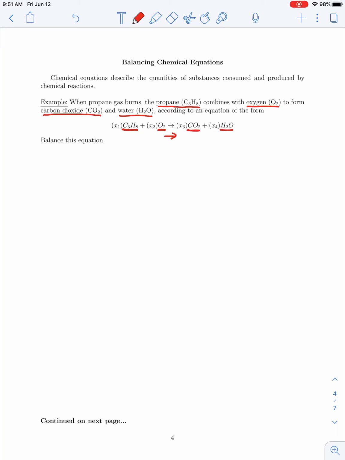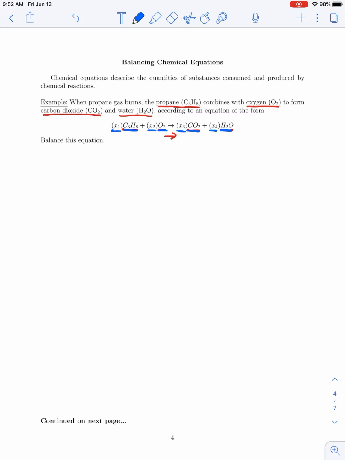water. What chemists are interested in is determining the number of each of these reactants that would need to be combined in order to produce a given number of each of these outputs for this reaction. That is, what is the amount x1 of propane or the amount x2 of oxygen that would combine in order to produce x3 of carbon dioxide or x4 of H2O. So we need to determine these unknown quantities x1, x2, x3, and x4.